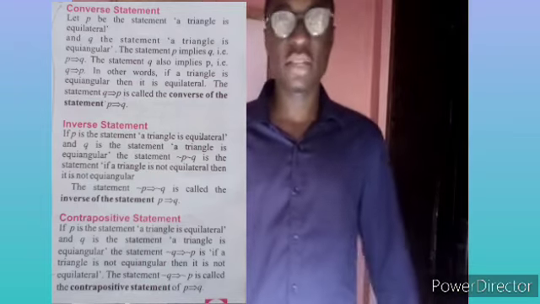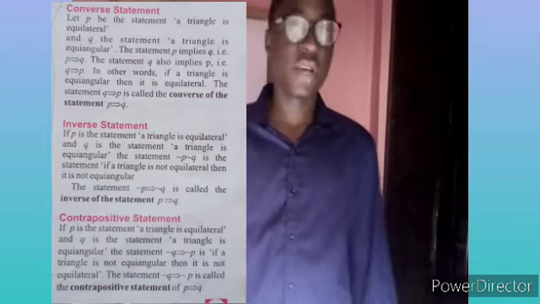And we also have the inverse statement. The inverse statement is the negation of both sides of the statement. So if you have P implies Q, then the inverse is not P implies not Q, which is not necessarily true.